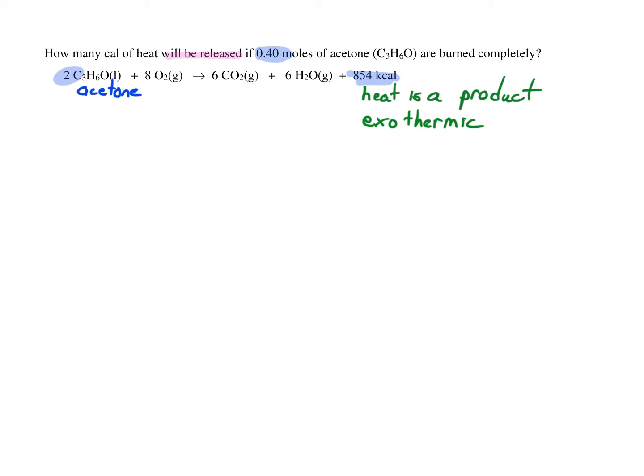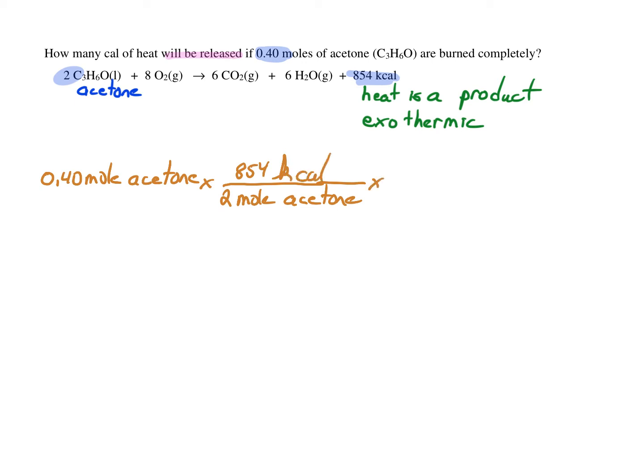We can start with the measured number we're given plus its unit, and that would be 0.40 moles of acetone. Now we're going to use our thermochemical equation as a conversion factor. It tells us that 2 moles of acetone, completely combusted, is going to release 854 kcals.